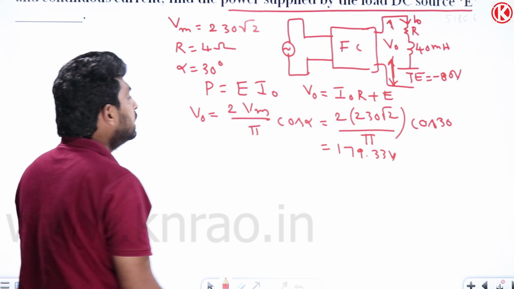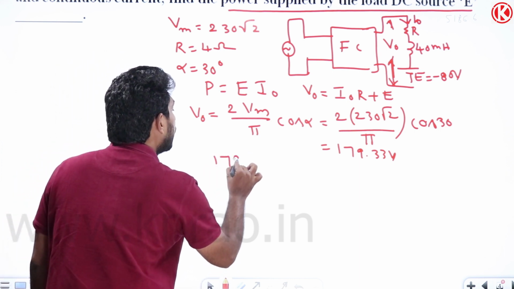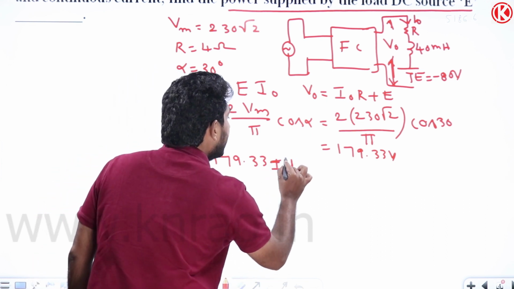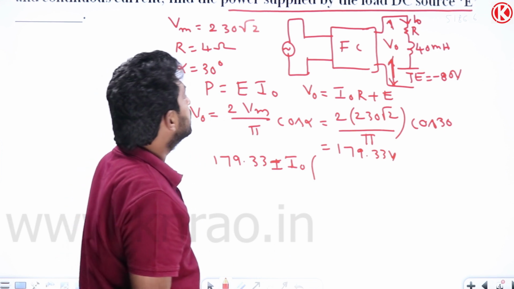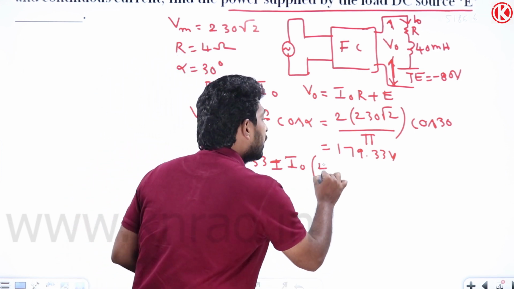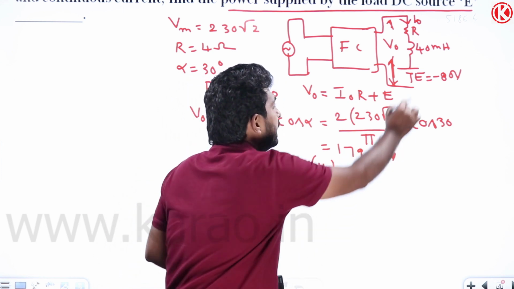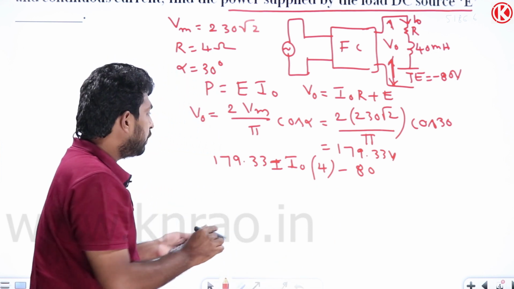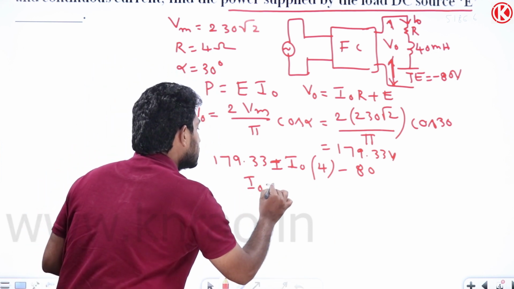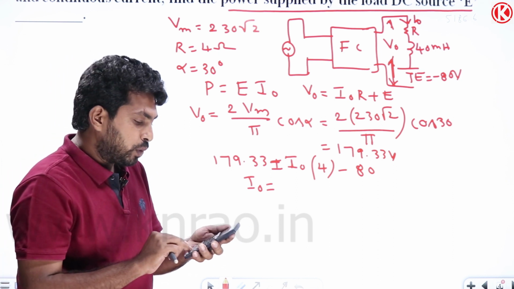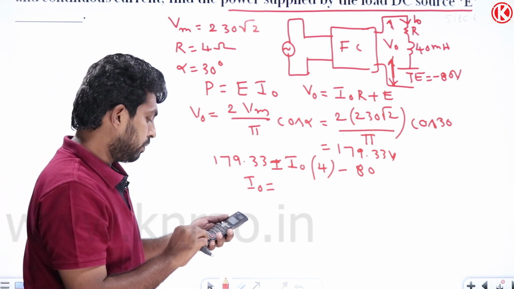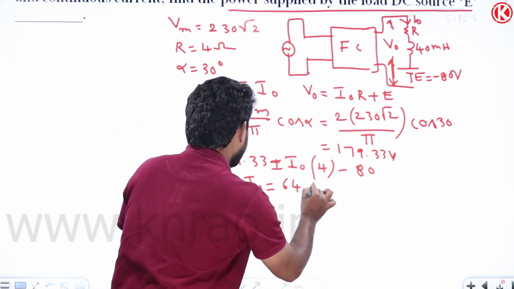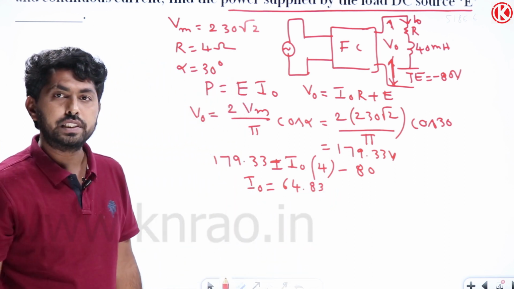How can I find I naught? V naught is equal to 179.33, which is I naught into R plus E. The R value is given as 4 ohms, and E is given as minus 80 volts. So I naught equal to plus 80 divided by 4, and I naught equal to 64.83.